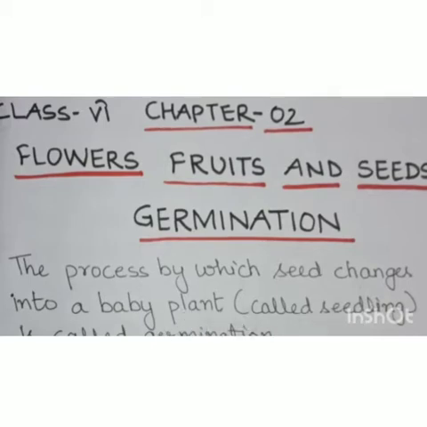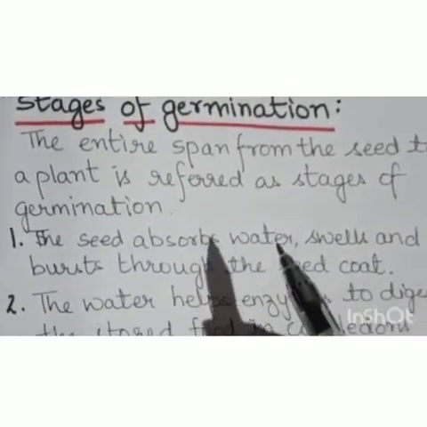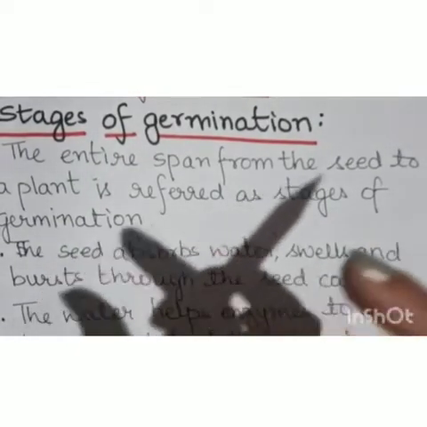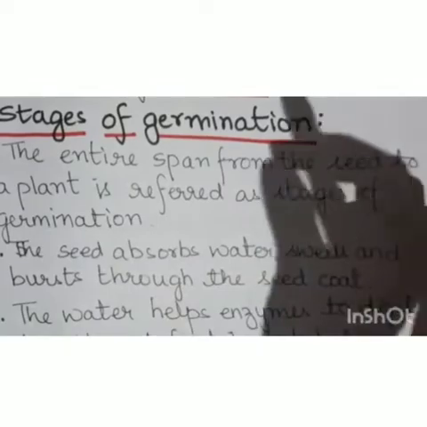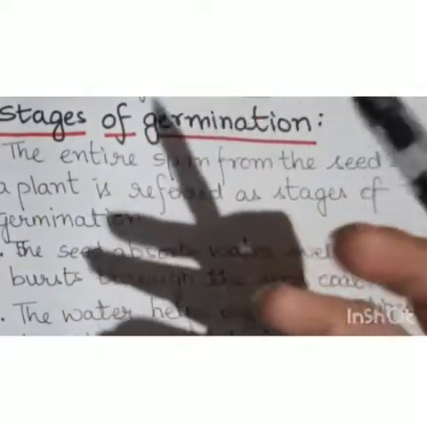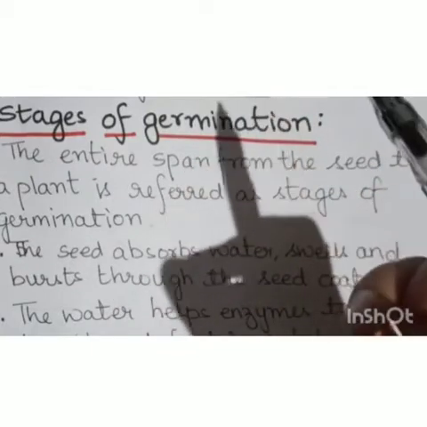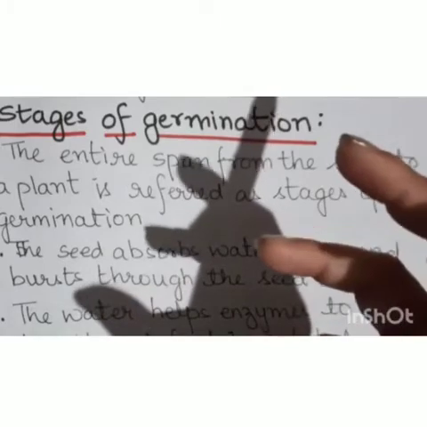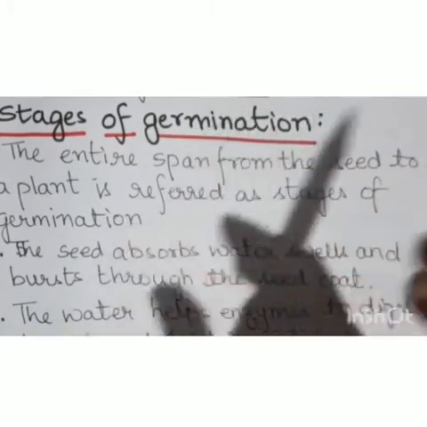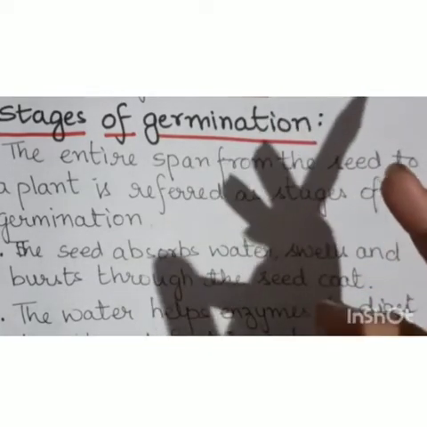And there are various stages of germination. And what do you mean by stages? Stages means the entire span from the seed to a plant. Now, always remember that the seed which is obtained from the plant is usually very dry. And in this dry state, the seeds can remain alive, but they are inactive for long periods. We can say that they are in dormant state.